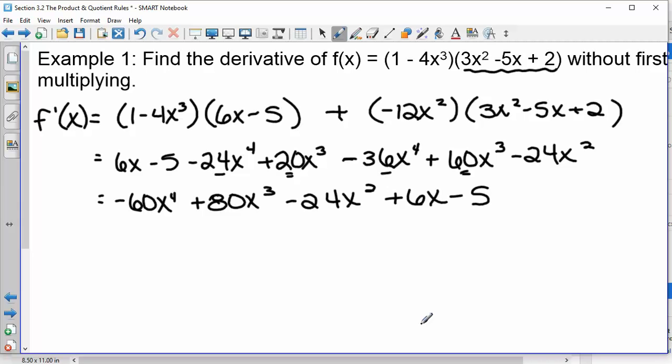This one really is a toss-up. It might have been faster to multiply out the original and then do the derivative. Sometimes it's faster to multiply first, sometimes it's not. So you have both options now. Do you guys understand how we got to this point?